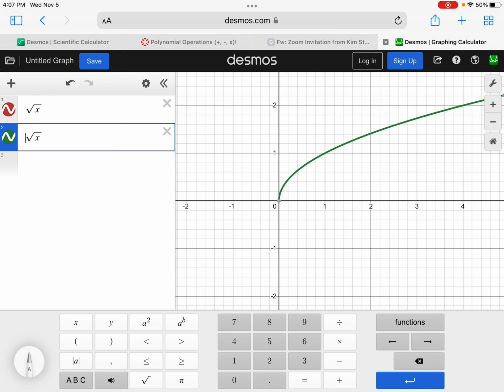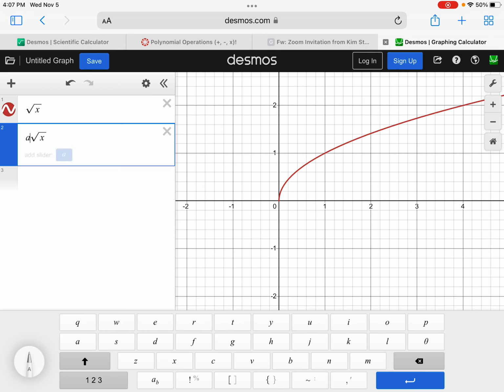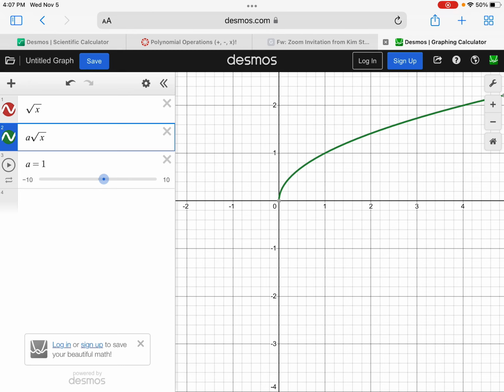If I put a number in front, like 2, or going bigger, if I do 3 or 9, it makes it steeper and steeper and steeper. So I'm going to put a letter here. Let's just choose the letter A. We're going to add a slider, and you can see as I move this slider, it gets steeper and less steep. Now if it goes negative, it's going to flip it completely upside down. We'll talk about that in a minute. But for now, just remember that A controls the steepness of that graph. Okay.